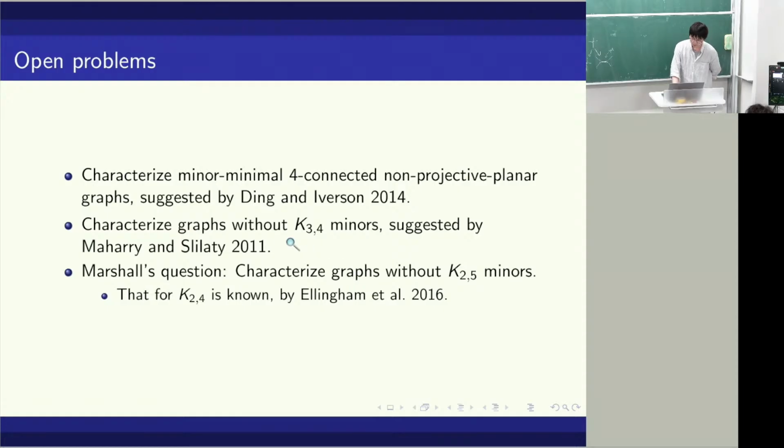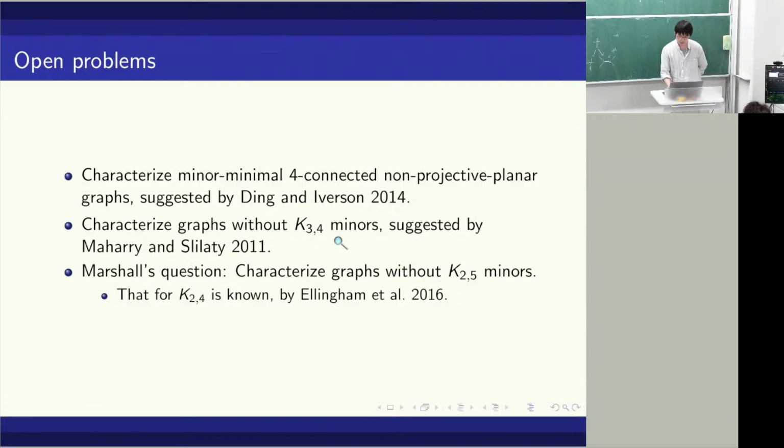The other two open problems are also characterizations. One is to characterize graphs without K34 minus. We know that this graph class contains all planar graphs, and Maharry and Slilaty characterized these graphs when they are embedded in the projective plane. So in the rest, we only need to consider graphs which have no K34 minus and which are non-projective planar.